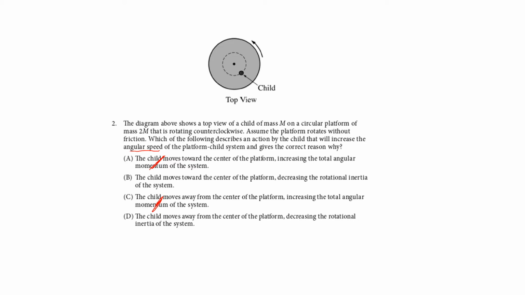Now, the other question is, are they going to move towards or away from the center, decreasing the rotational inertia? Well, it's going to be towards the center. Right? This is just like we did in class when you pulled the weights in on the turntable, you spin around faster. It's the same exact thing. You're not changing the momentum, you're changing the moment of inertia.